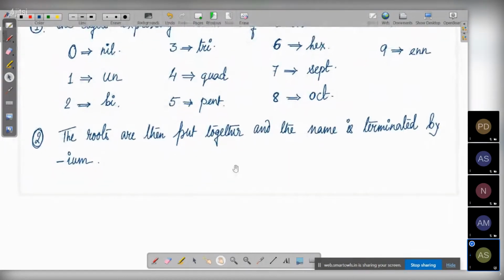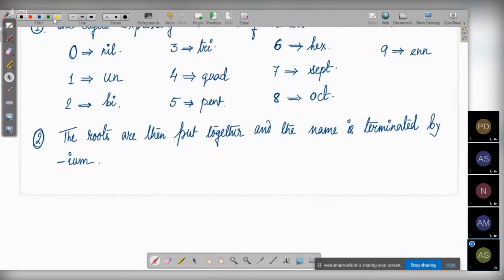Okay, so let's see an example. It will become clearer to us. Suppose the atomic number is 1, 0, 4. What is 1? 1 means un. So we write un. Then you have 0. 0 means nil. So un-nil. Then 4 means quad. Quad.